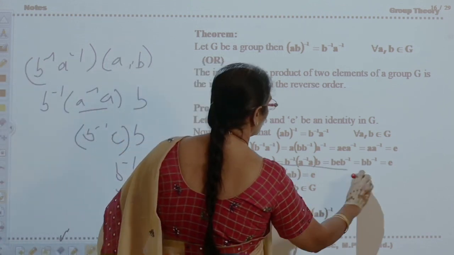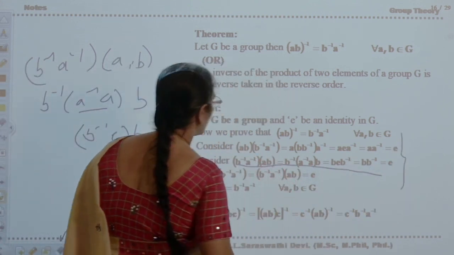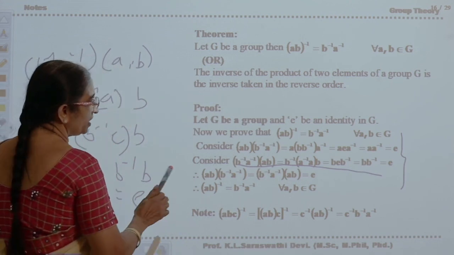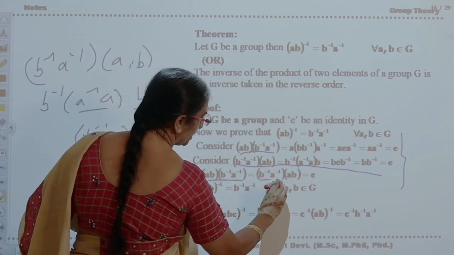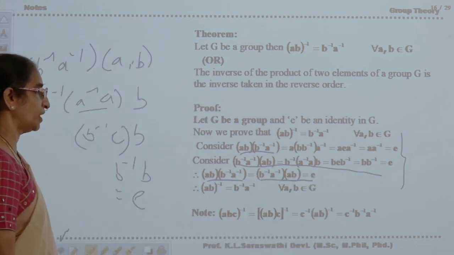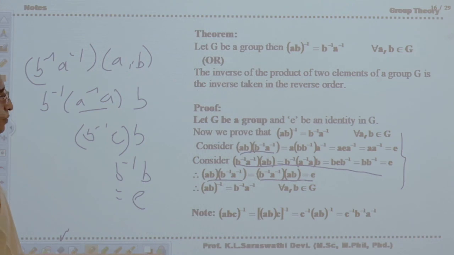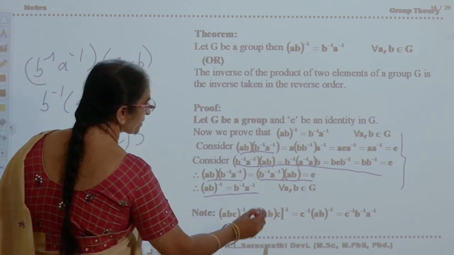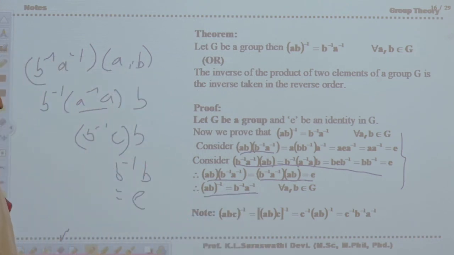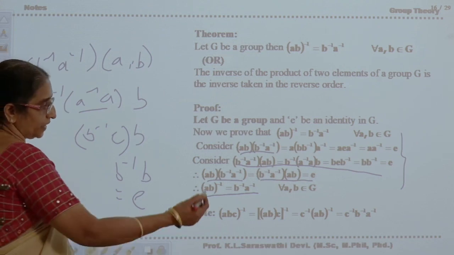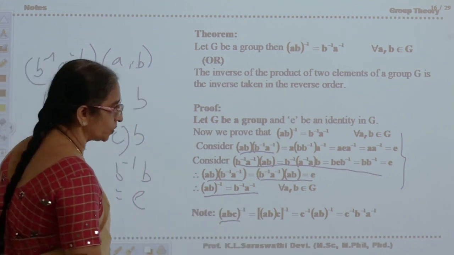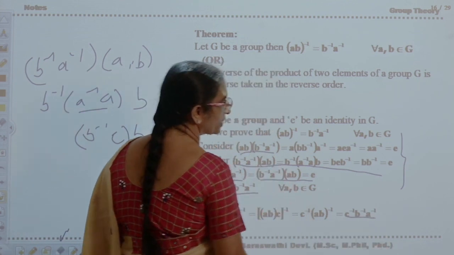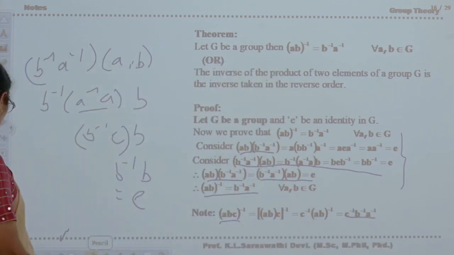Okay. Now from these two, what can you say? AB into B inverse A inverse is equal to B inverse A inverse into AB is equal to E, which implies (AB) whole inverse is equal to B inverse into A inverse for every A, B belongs to G. Similarly, you can extend this to any number. (ABC) whole inverse is equal to C inverse into B inverse into A inverse. Now is it okay? Thank you.